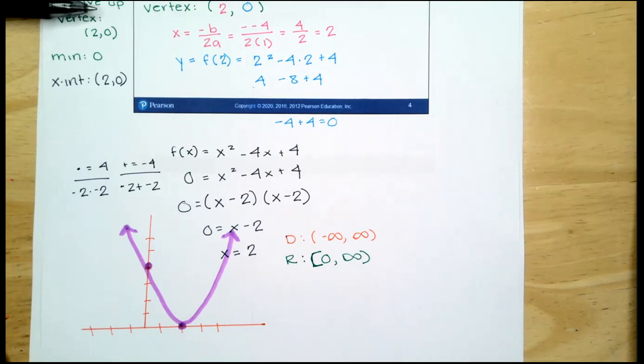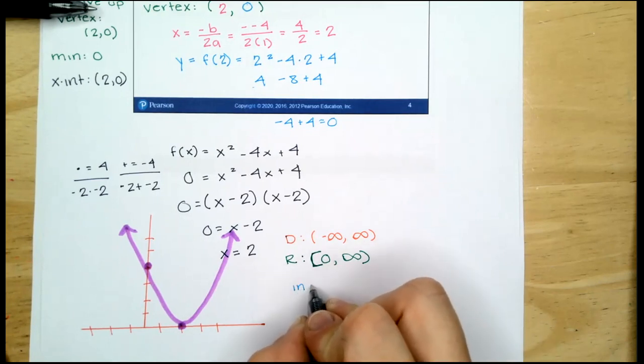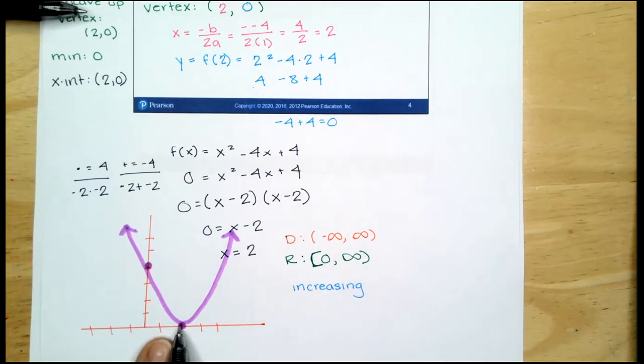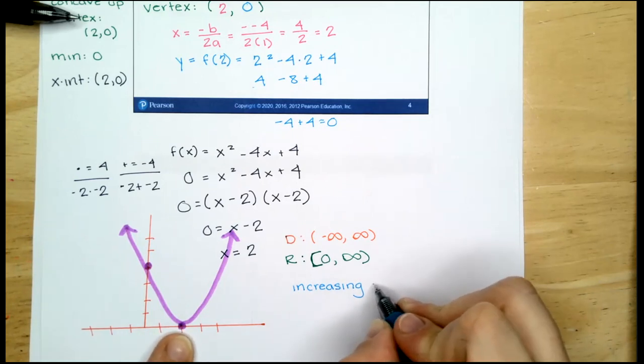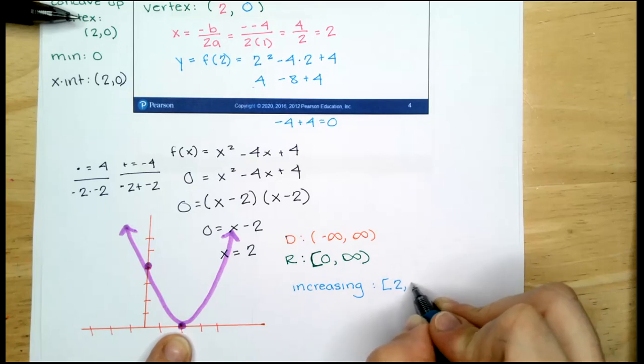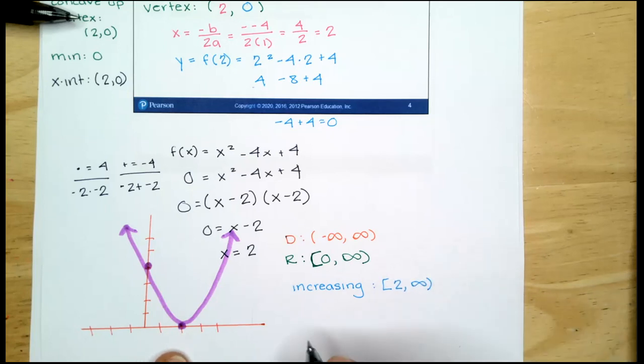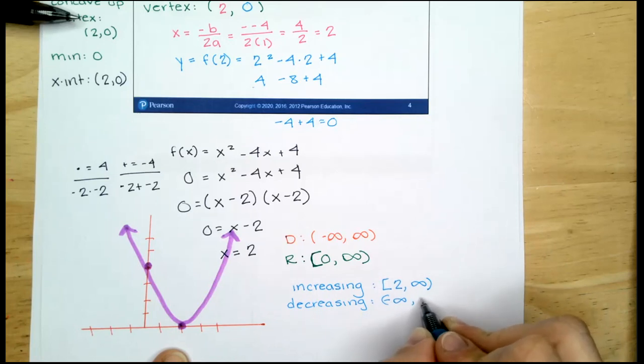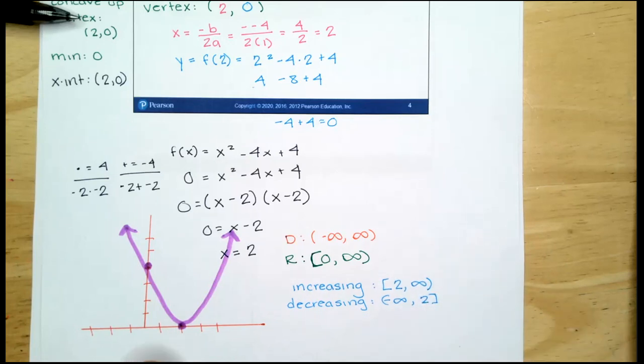Where is it increasing and where is it decreasing? Remember, increasing, we are only using the x-axis. So it starts increasing at x equals 2. So it's increasing from 2 to forever, and it was decreasing from negative forever until 2. Good. Where is the function positive and where is the function negative?